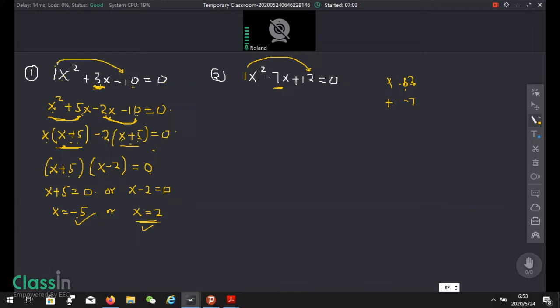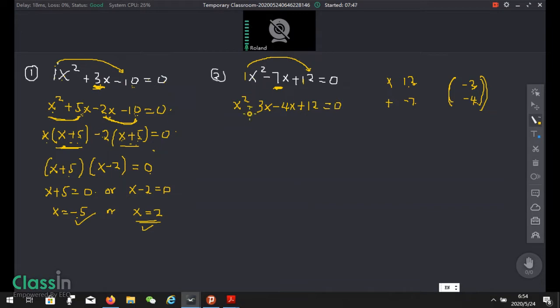Two numbers, when you multiply, you get 12, but when you add, you get negative 7. Of course, these numbers are negative 3 and negative 4, because negative 3 plus negative 4 gives us negative 7, but negative 3 times negative 4 gives us positive 12. So we substitute negative 3 and negative 4 in place of negative 7x. So this gives us x squared, and in place of negative 7x, we put negative 3x and negative 4x. Of course, we have plus 12, and that is 0.